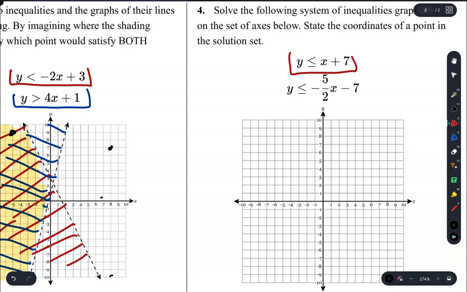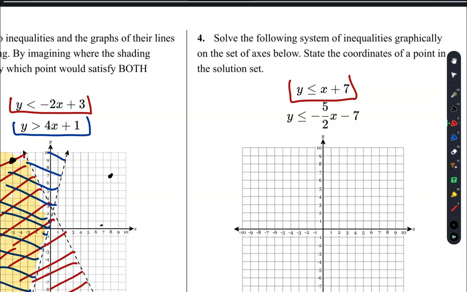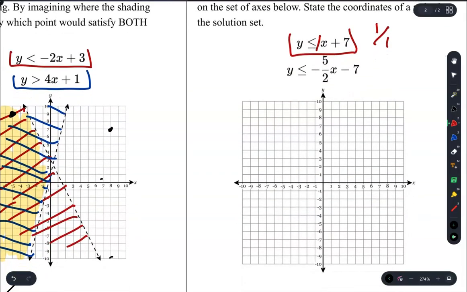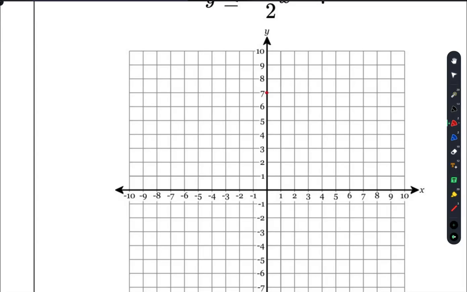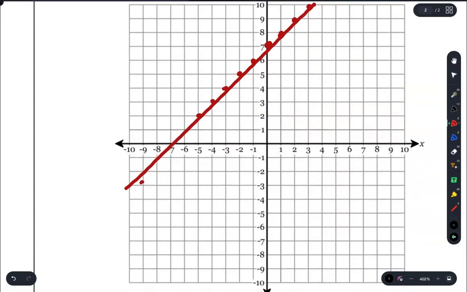And here's red. All right, so I'm going to go to 7, and notice how this x doesn't have a number in front of it, so it's understood to be 1. So that's going to be 1 over 1. Okay, and we're going to go to 7. I'm going to zoom in and put a dot here and go up 1 over 1, up 1 over 1, up 1 over 1. I'll also go down 1 and back 1. And now I'm going to draw my line. Again, this one's going to be solid because it's equal to. And because it says less than, we're going to shade below, which will be this area here.